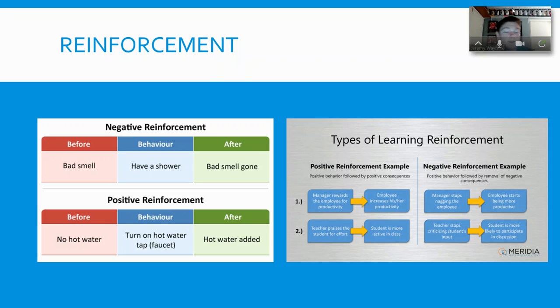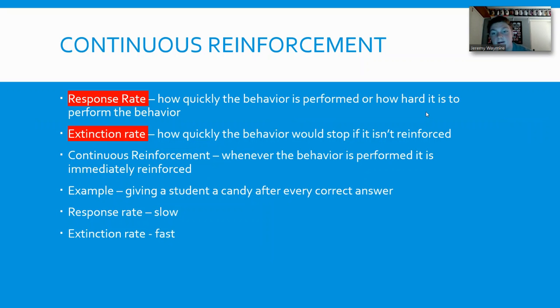Here are some more examples of reinforcement. The stimulus in this first example would be the bad smell. The behavior to correct it, to remove the negative stimulus, would be to take a shower, and then the smell would be gone. For positive reinforcement, if you wanted hot water in your shower, the behavior you learn to do, because we've done this so many times, is you turn the valve so the hot water comes out. That's just a small example of positive reinforcement. There's more examples right there.